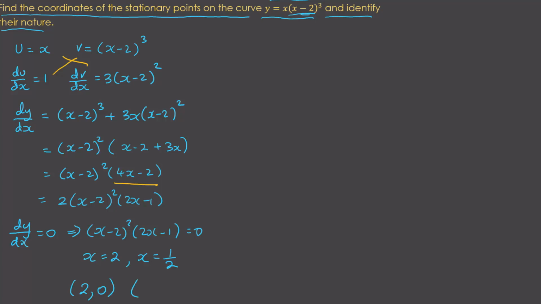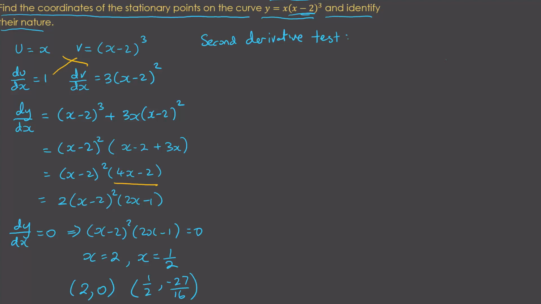If x is a half, we'd have a half times negative 3 over 2 cubed, which is a half times negative 27 over 8. So we've got (a half, negative 27 over 16). So let's say we're going for the second derivative test and see what happens with that.